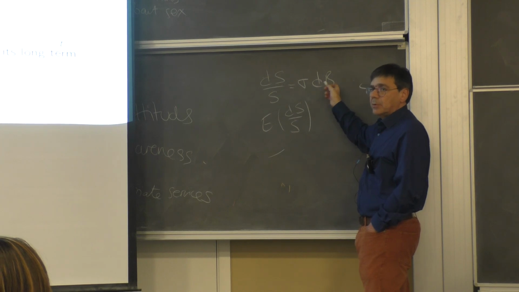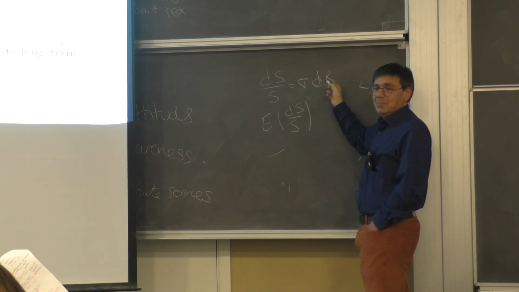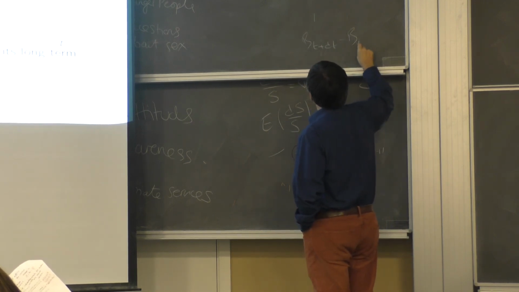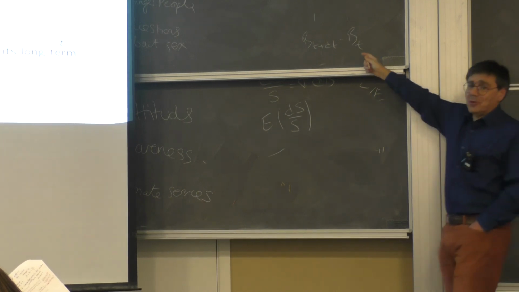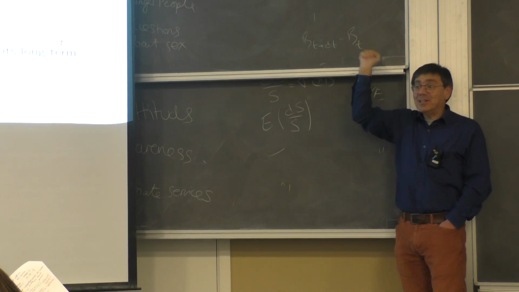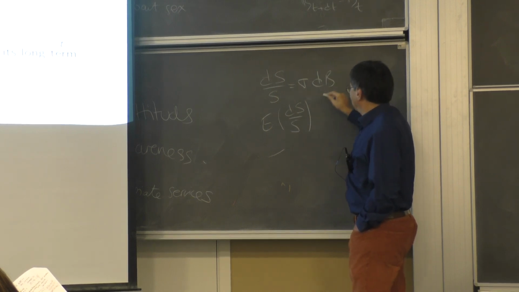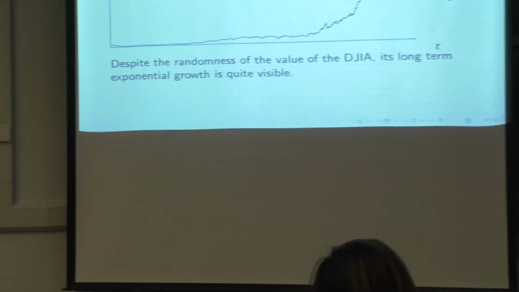What's the expected value of dB? What is dB? What sort of random variable is B of t plus dt minus B of t? Property number 2 of Brownian motion. This is a normally distributed random variable with mean of what? 0. So the expected value of this is 0. So this would say, on average, prices are not going anywhere. But we look at this picture, and it doesn't look true that prices are not going anywhere.